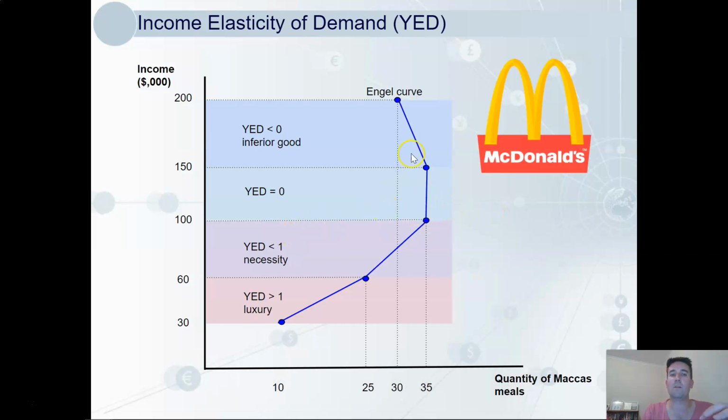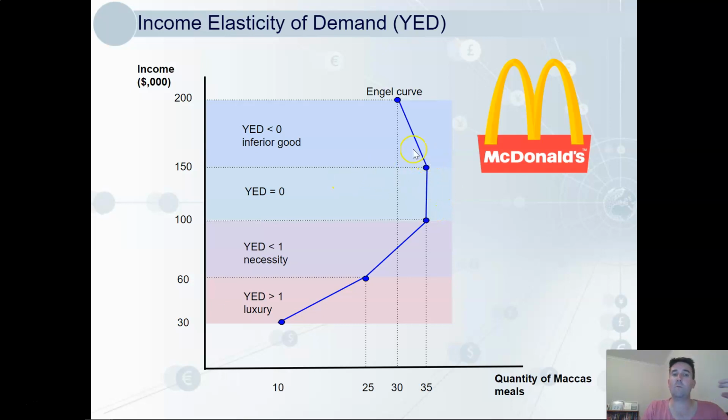Now, as income goes up from 100 to 150, we might buy just as much Macca's as we did before when our income was at 100. So as it increases, we might not increase our consumption, we might not decrease it. In this case, YED would be equal to 0. It seemingly has no effect. The change in income has no effect on the quantity demanded, how much you're going to buy.